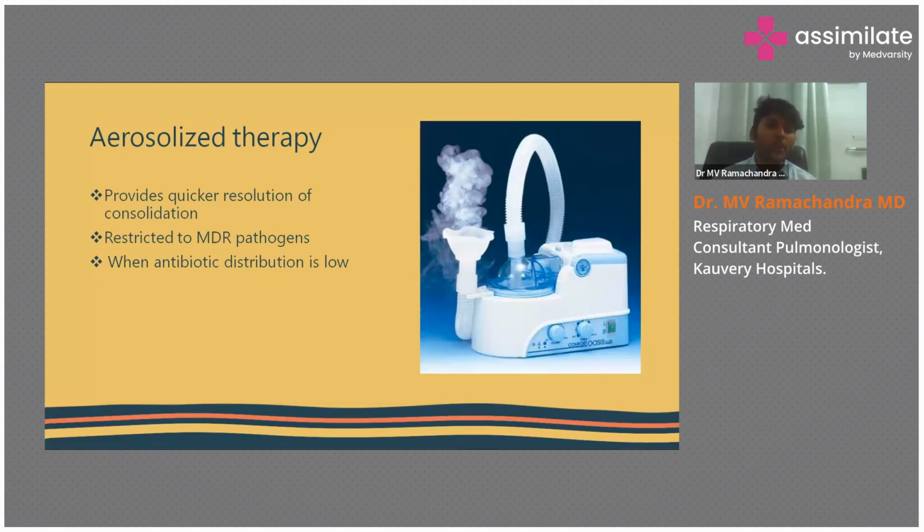Usually it is reserved for aminoglycosides, like tobramycin nebulization, which can be used in case of Pseudomonas, or colistin nebulization, which can be used in case of MDR pathogens. And when antibiotic distribution is low, if the patient has very poor pharmacokinetics, we can use this aerosolized therapy.